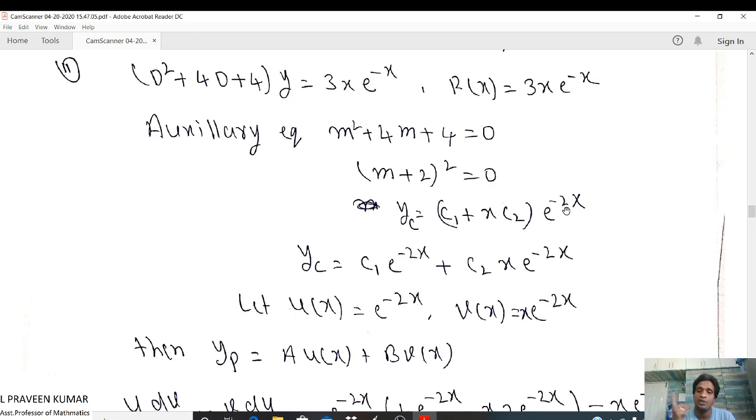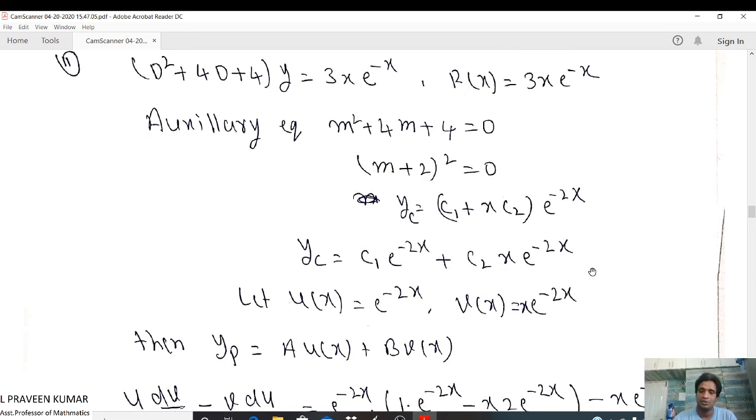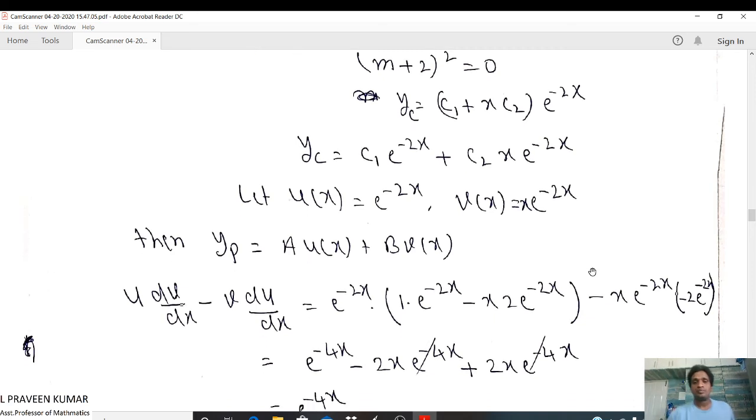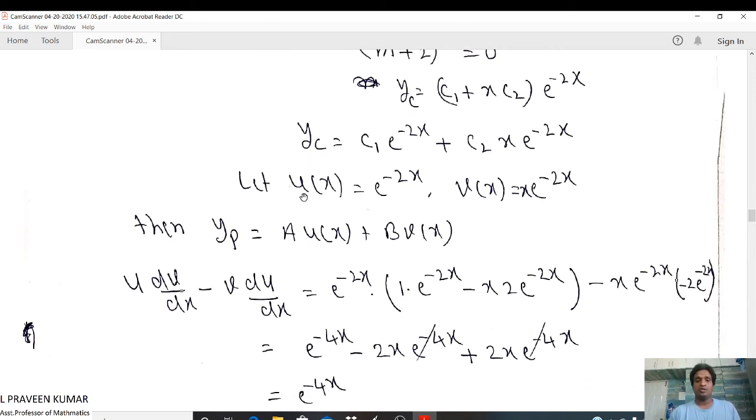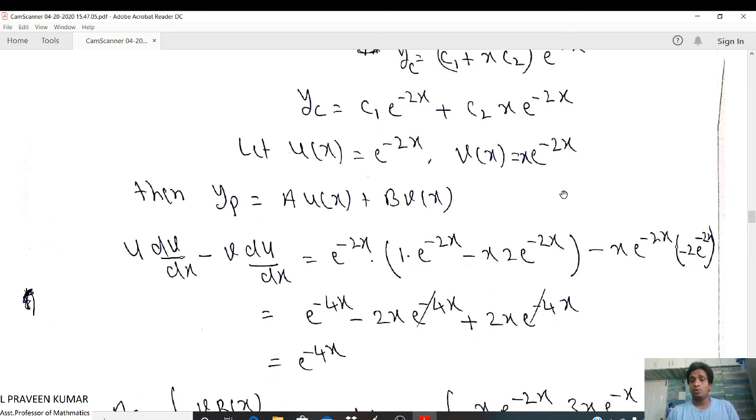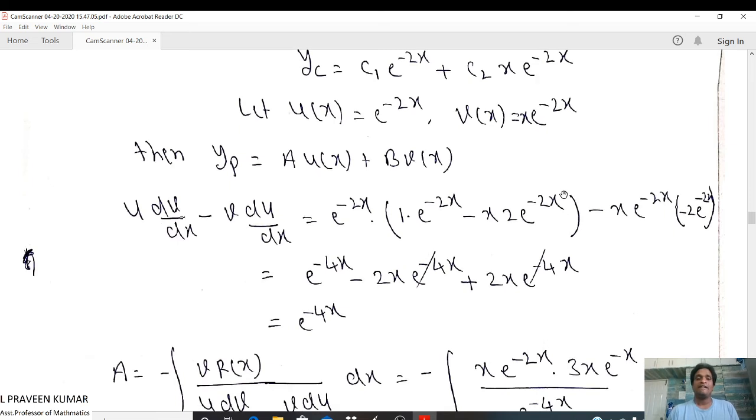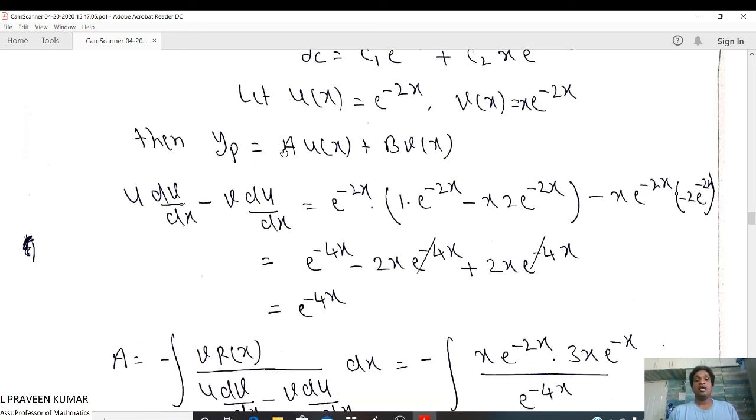Why? Because we need the u value and v value separately. So yc will be c1 e power minus 2x plus c2 x e power minus 2x. Here u is e power minus 2x, and v is x into e power minus 2x. Of course, these two are linearly independent. So yp will be a into u of x plus b into v of x.